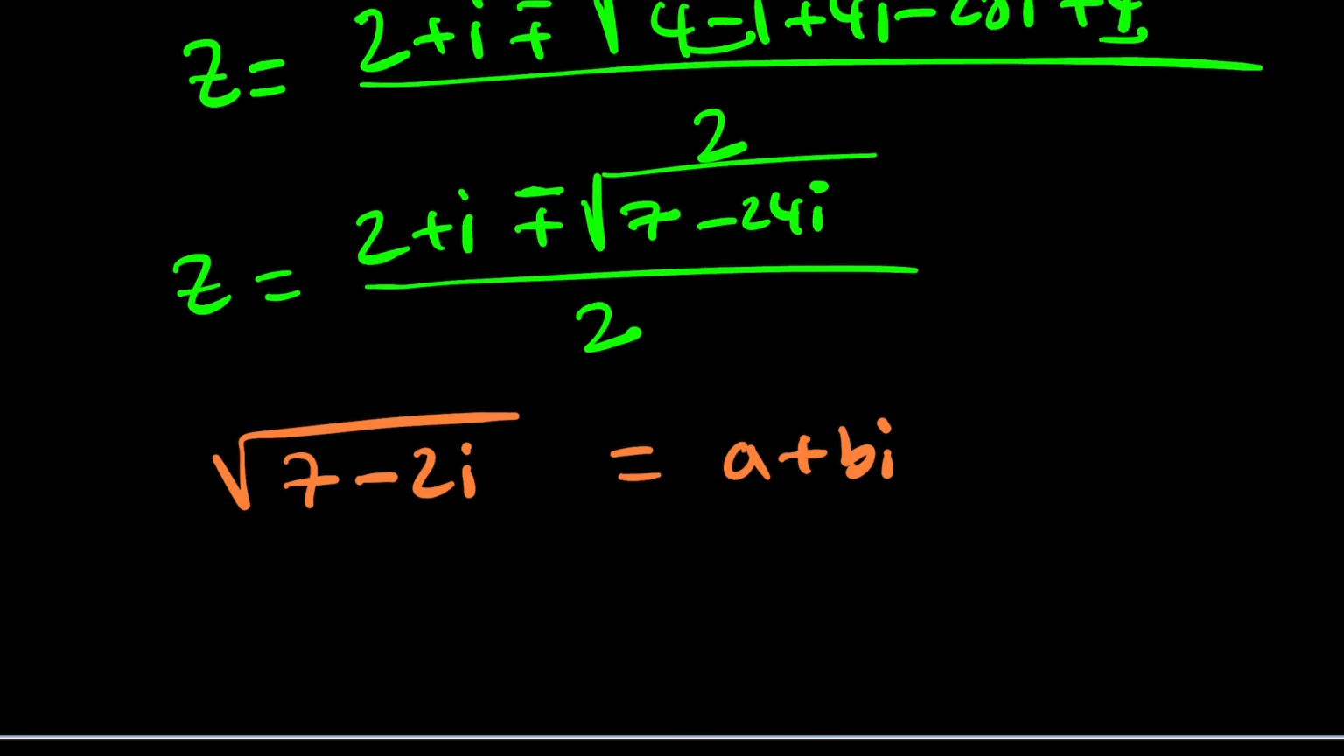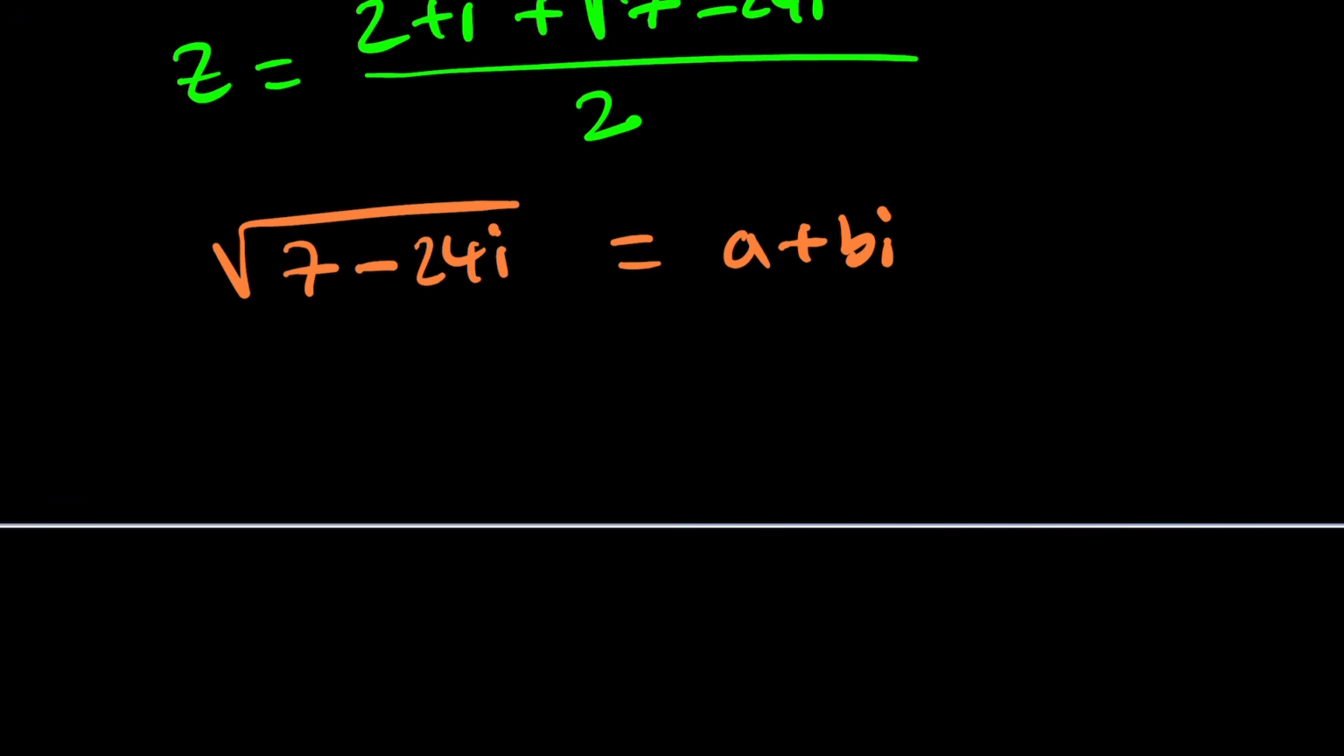And then square both sides and find a and b, which will be 1. Oops, I forgot to write 24. I don't know why I wrote 2. 24i. And you can find the values of a and b. Or you can think of another way to do this.